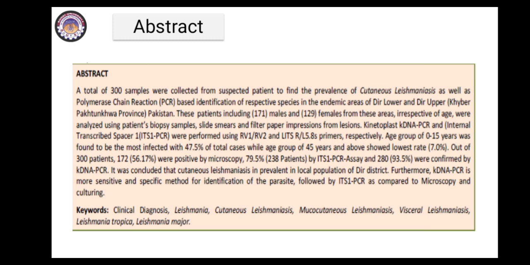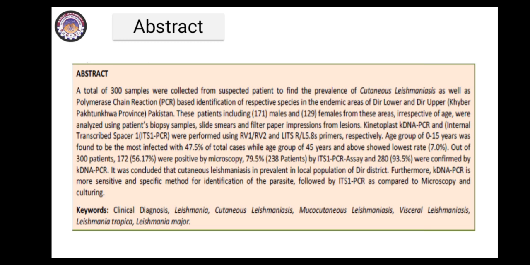First, I discuss the abstract. A total of 300 patients were collected from suspected patients to determine the prevalence of cutaneous leishmaniasis as well as polygonal infection, and identification of respective species in the endemic area of Dir Lower and Dir Upper, Khyber Pakhtunkhwa, Pakistan. These patients included 171 males and 129 females from this area, of respective ages. They were analyzed using patients' biopsy samples, smears, filter paper impressions from lesions, and internal transcribed spacer PCR performed using RV1 and RV2 primers respectively.